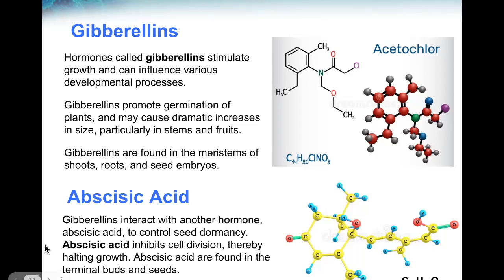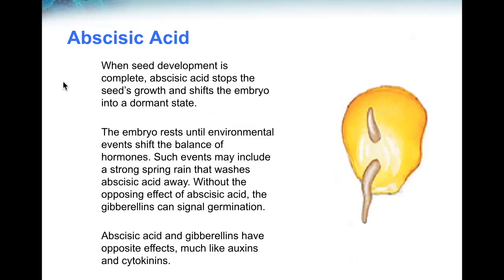Abscisic acid inhibits cell division, thereby halting growth. Abscisic acid is found in the terminal buds and seeds. When seed development is complete, abscisic acid stops the seed's growth and shifts the embryo into a dormant state. The embryo rests until environmental events shift the balance of hormones. Some events may include a strong spring rain that washes abscisic acid away. Without the opposing effect of abscisic acid, the gibberellins can signal germination.